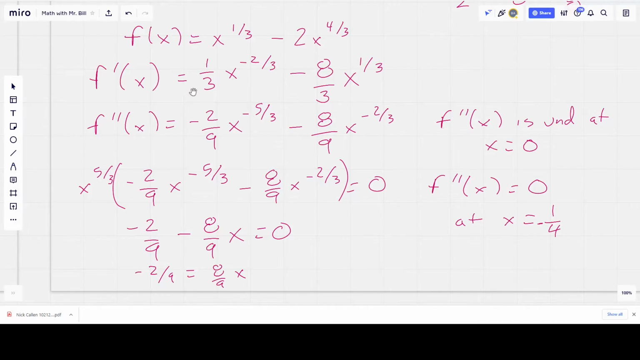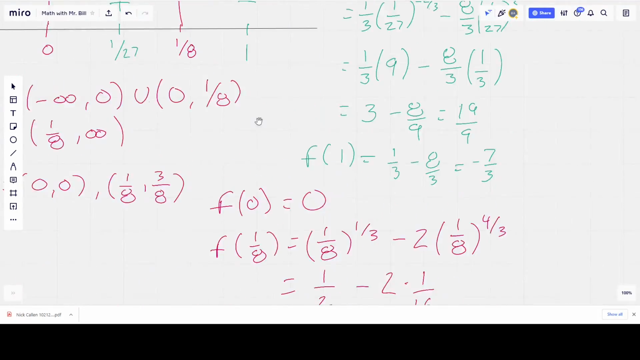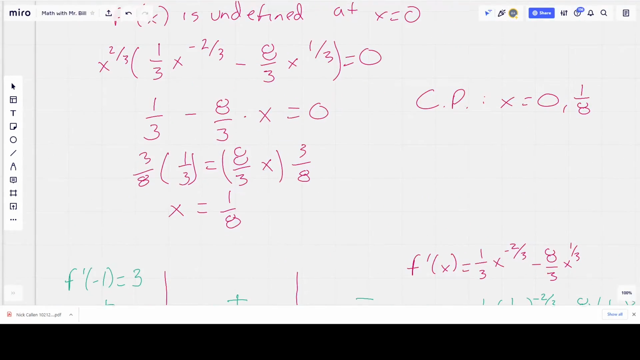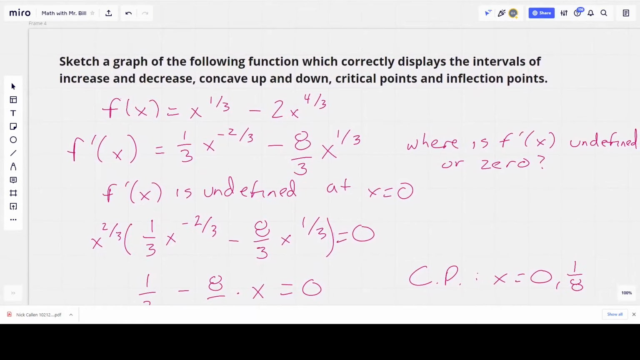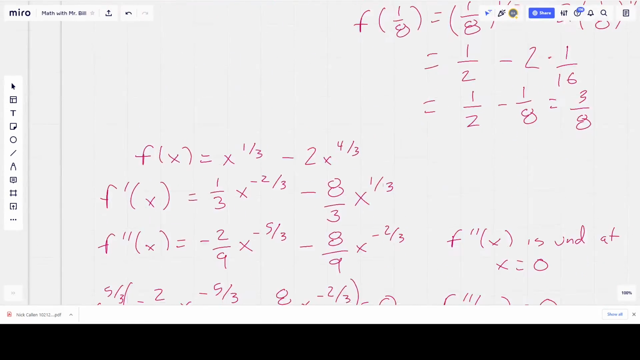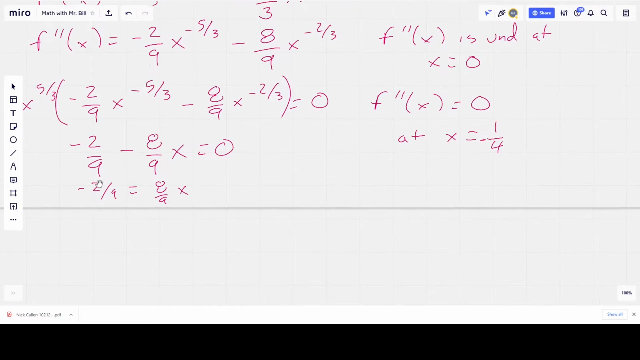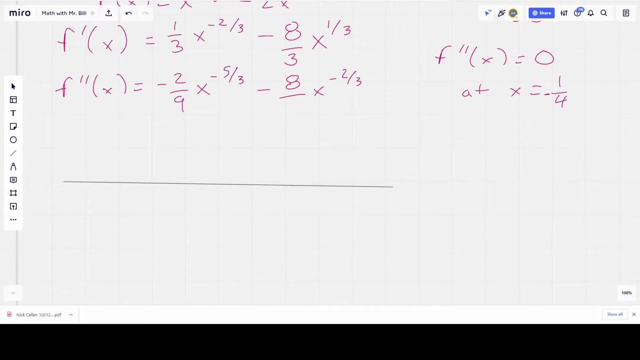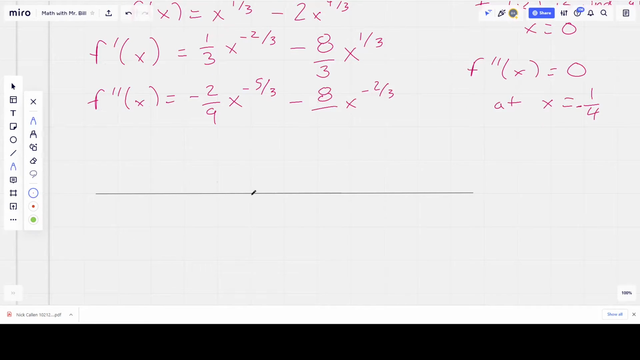Okay, so now we're going to use another number line to help us determine where the intervals are of concave up and concave down. Okay, so once again, we're going to draw a number line. And we'll put in our values. So we've got 0, and we've got negative 1/4. So just like we did before, we're going to separate these into sections here, and we'll choose negative 1 for our first value.